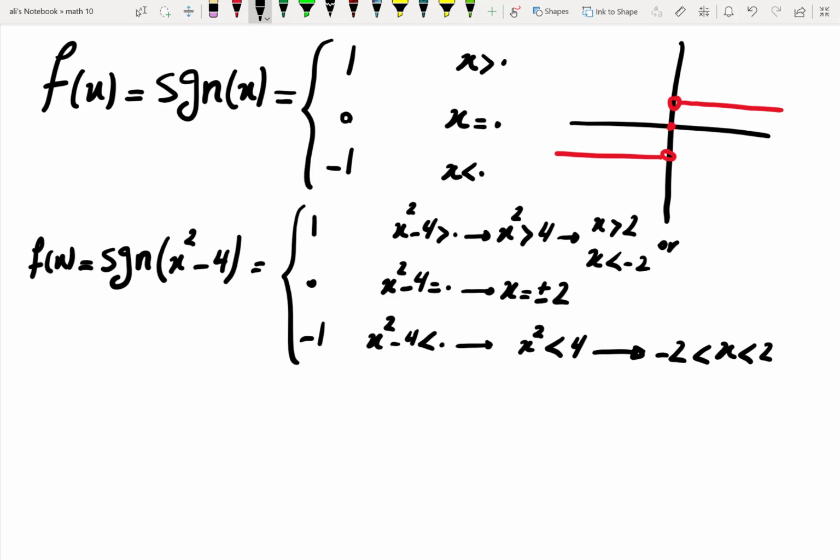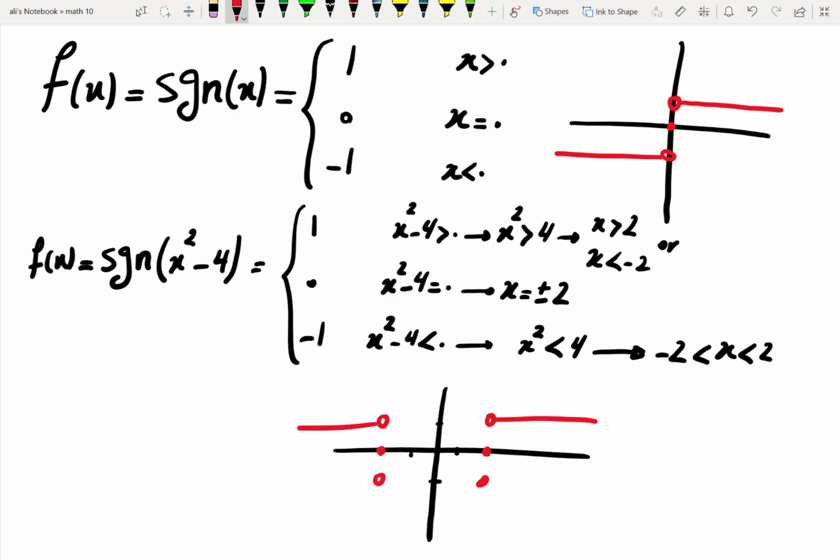If you want to draw the function, the value of the function at 2 and -2 is 0. And the value of the function when x is greater than 2 and x is smaller than -2 is equal to 1. And also the value of the function will be -1 when the value of x is between 2 and -2.